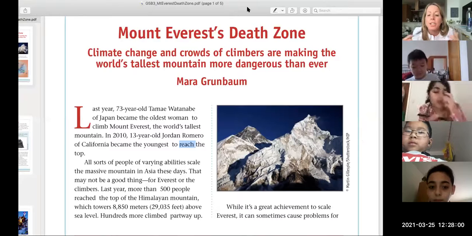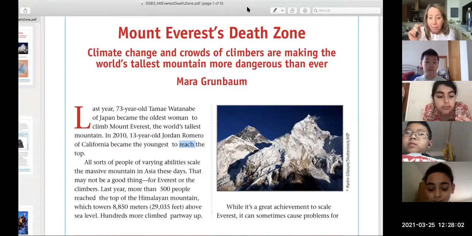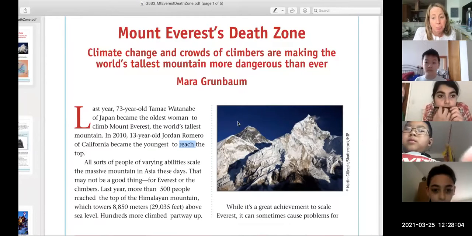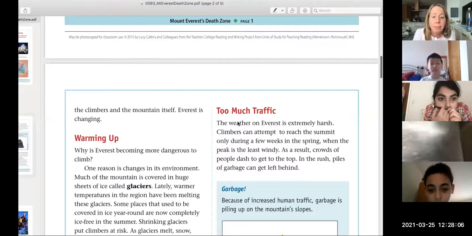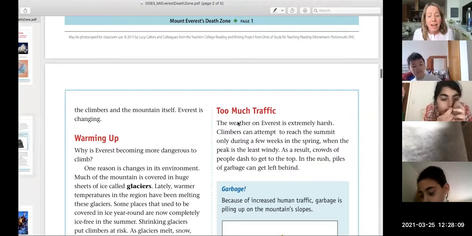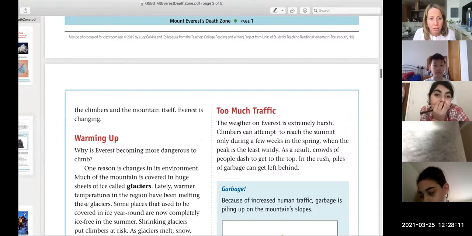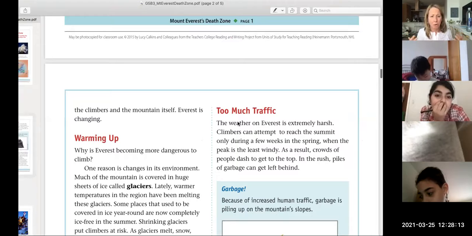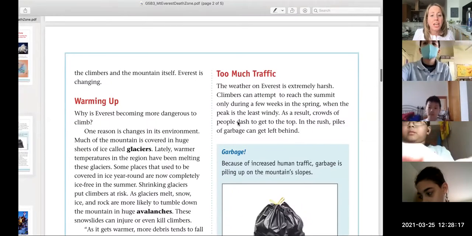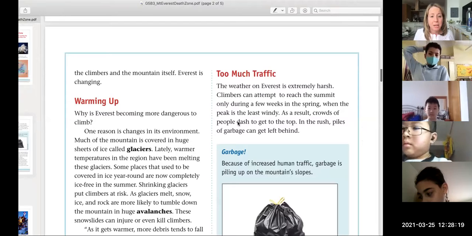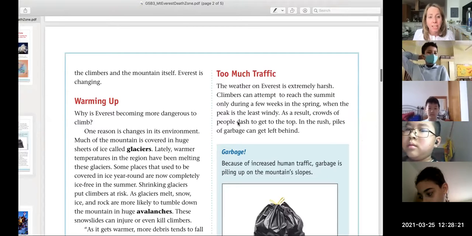While it's a great achievement to scale Everest, it can sometimes cause problems for the climbers and the mountain itself. Everest is changing. Why is Everest becoming more dangerous to climb? One reason is global warming, which changes its environment. Much of the mountain is covered in huge sheets of ice.